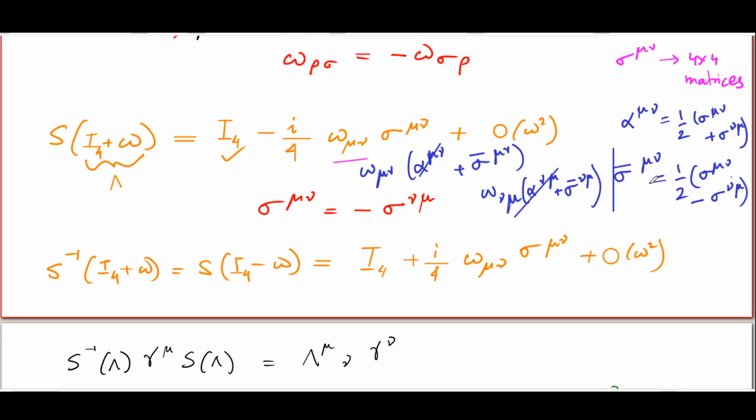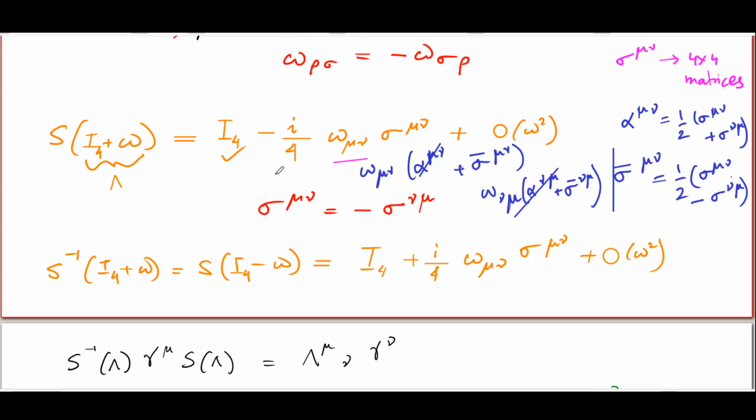Because of this, we start out by the demand that the sigma mu nu's are chosen in such a way that sigma mu nu is minus sigma nu mu. You already have antisymmetry built in. Note that we are not claiming that these matrices sigma mu nu themselves are antisymmetric. We are just saying that the labeling is antisymmetric here.